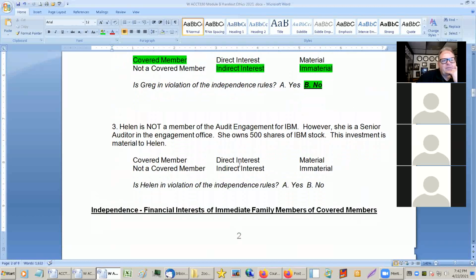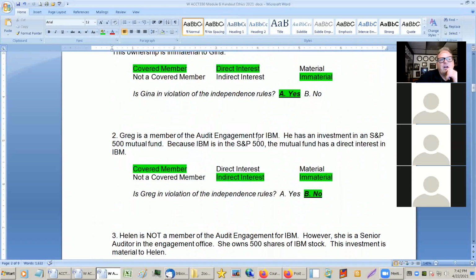Helen is not a member of the audit engagement for IBM. However, she's a senior auditor in the engagement office. She owns 500 shares of IBM stock. This investment is material to Helen. Okay, is Helen a covered member? Yes. Actually, she's not.